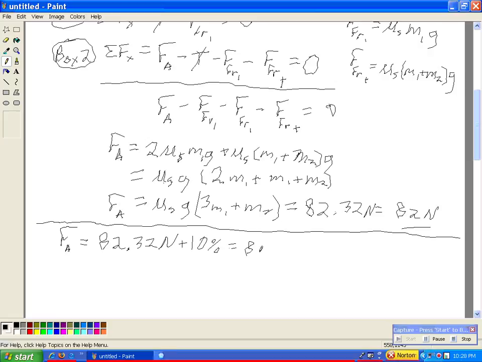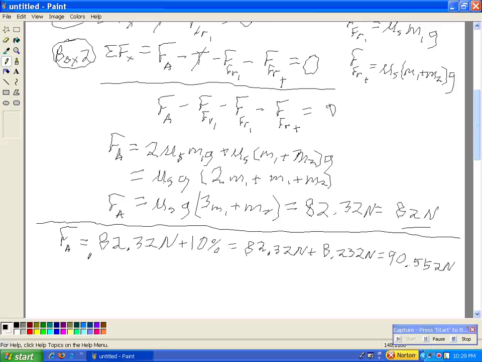Okay, so 82.32 newtons plus 8.232. Hey, I managed to figure that out in my head. Equals 90.552 newtons. Alright, that's a decimal there. Okay, so that's the amount of force we're working with.